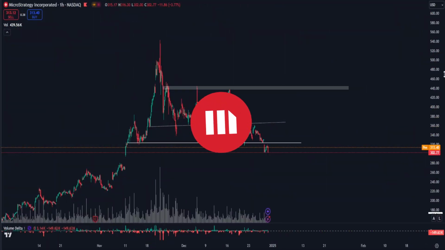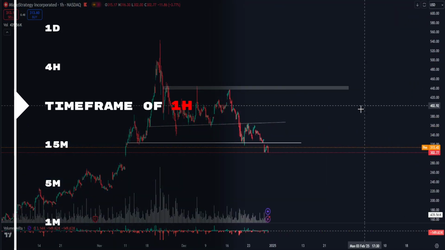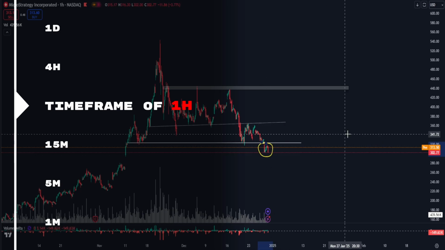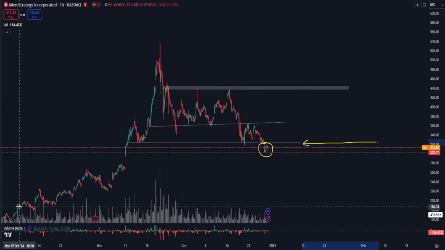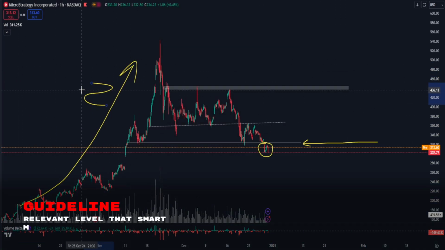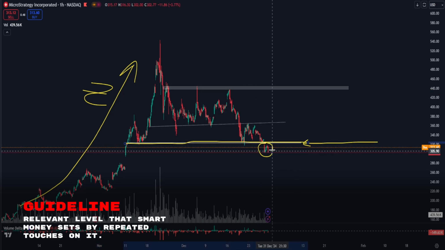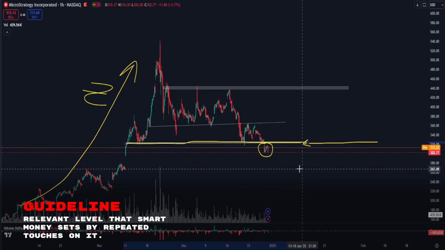On screen, we have the MicroStrategy chart on the 1-hour time frame. As we can see, the price has lost this structure that we consider so important. It's none other than the trend line of our bullish zone. Now, why is this trend line so critical? Because if it's definitively broken, it could signal the start of a bearish move.